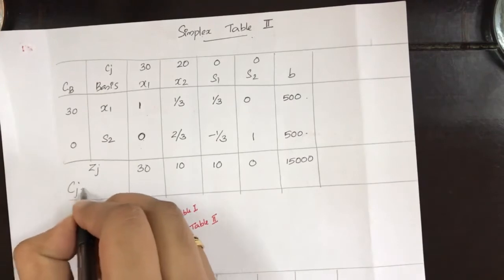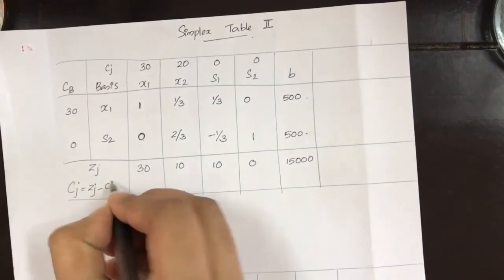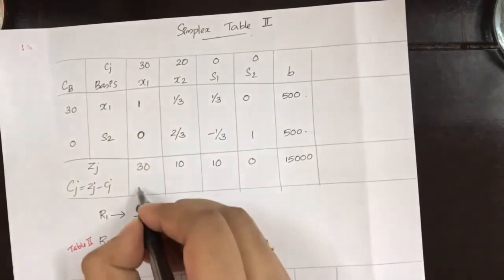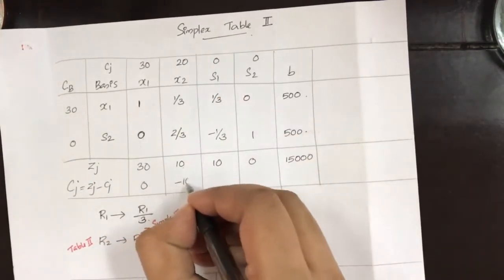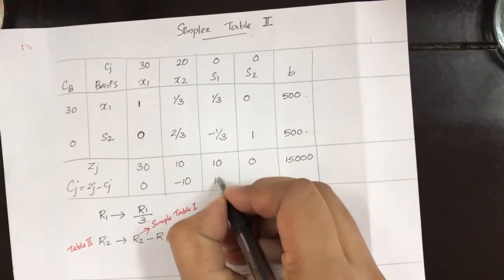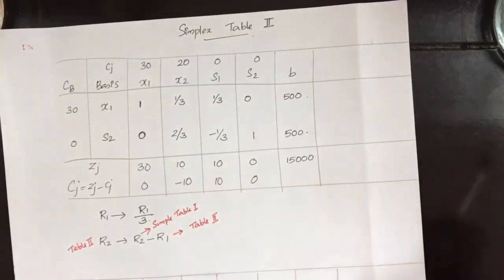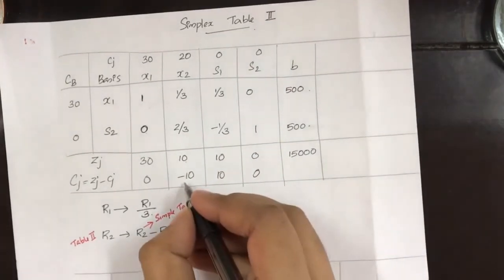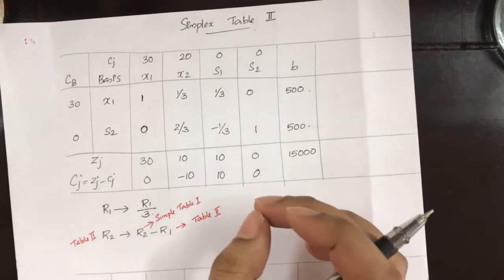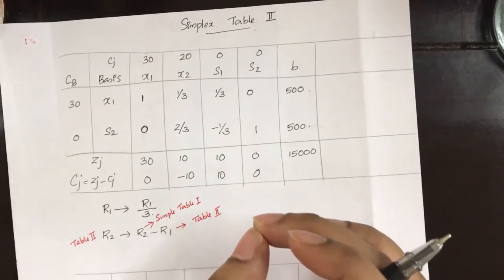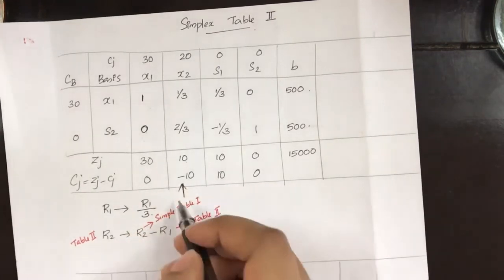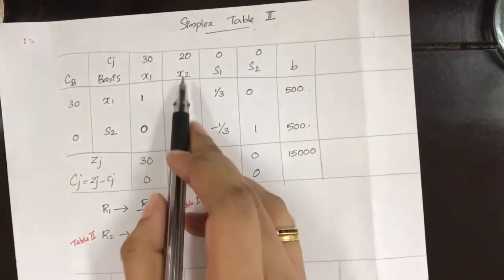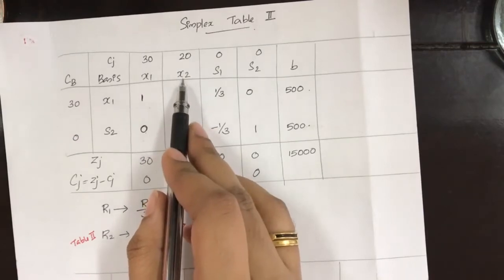Now Zj minus Cj. 30 minus 30, 0. 10 minus 20, minus 10. 10 minus 0, 10. 0 minus 0, 0. Check the values. Here there is a negative. For an optimal solution, all Zj minus Cj values should be greater than or equal to 0. Here there is a negative value, so this is the key column. So x2 should be the next incoming variable.